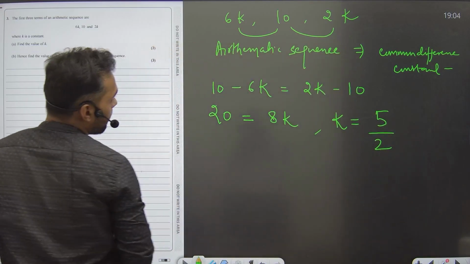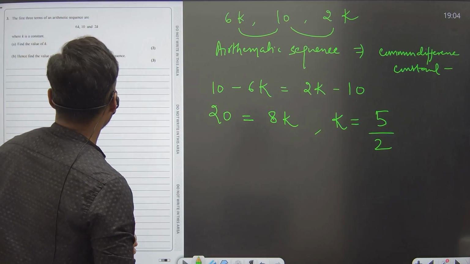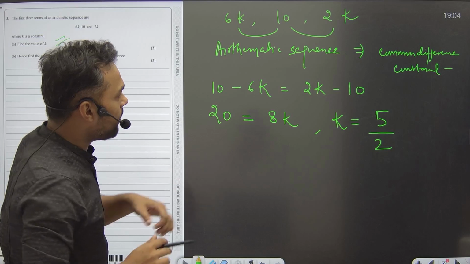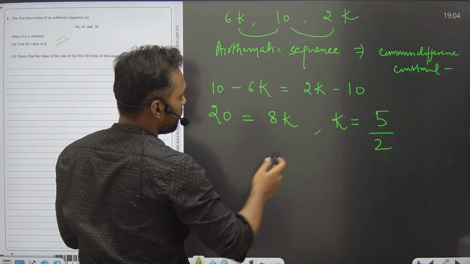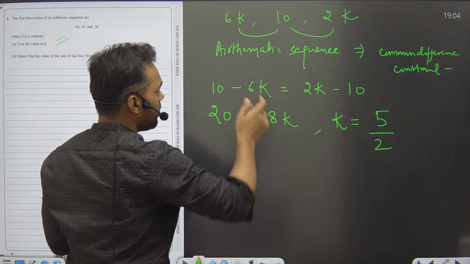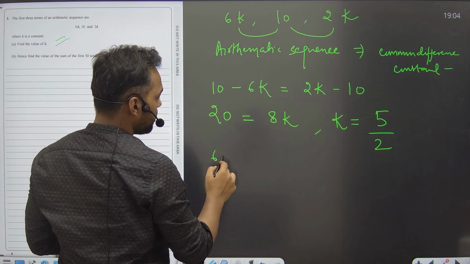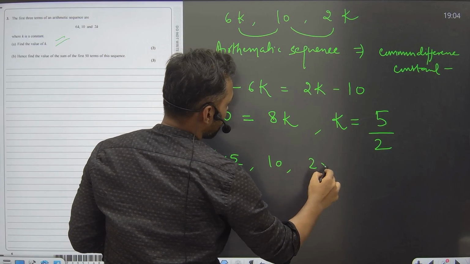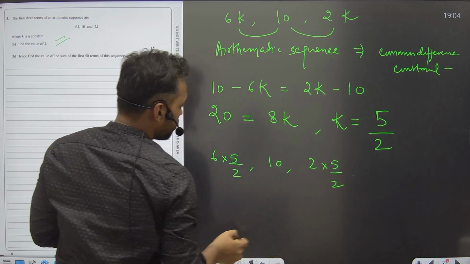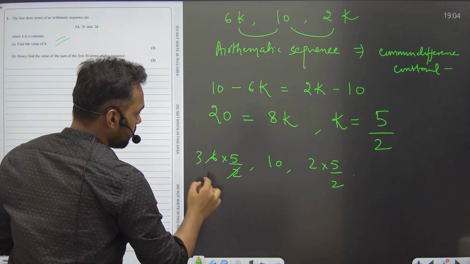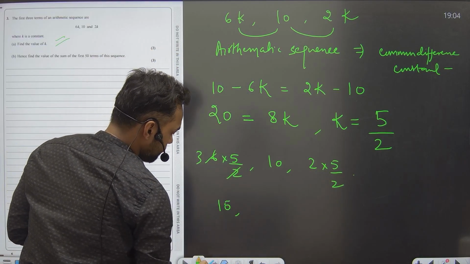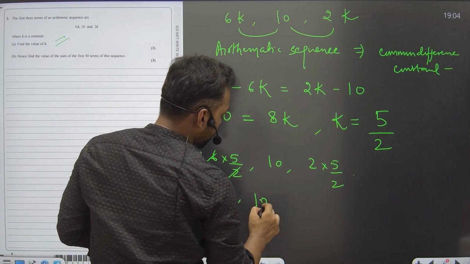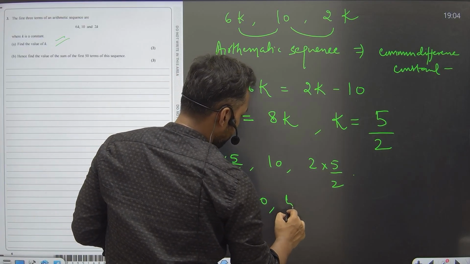Okay student, 5 by 2. So we got the value of k as 5 by 2. Now that we have the value of k as 5 by 2, we need to plug the value of k into the sequence. So it will be 6 cross 5 by 2, comma 10, comma 2 cross 5 by 2. So the sequence we receive here will be 15, comma 10, comma 25.